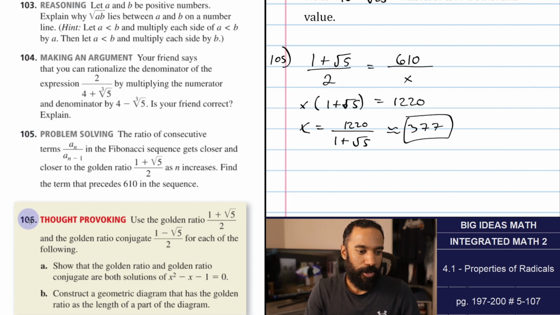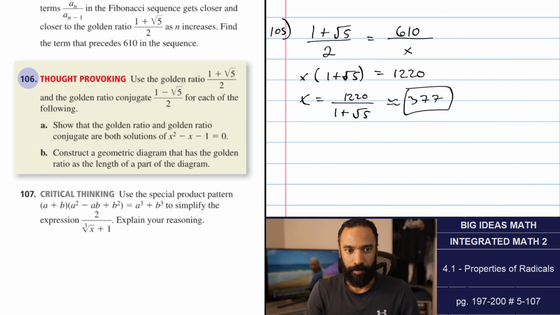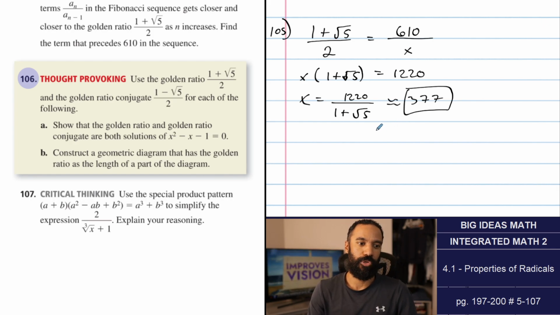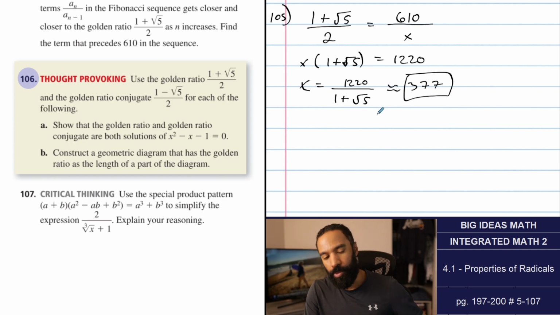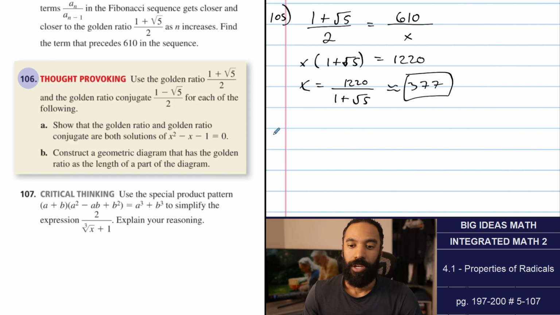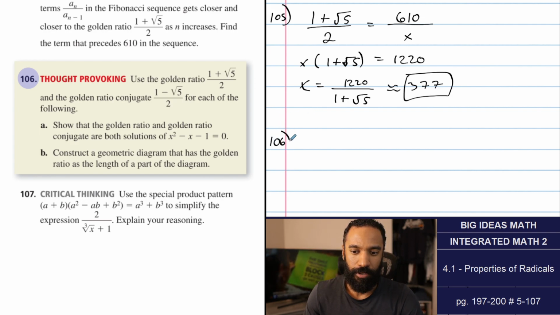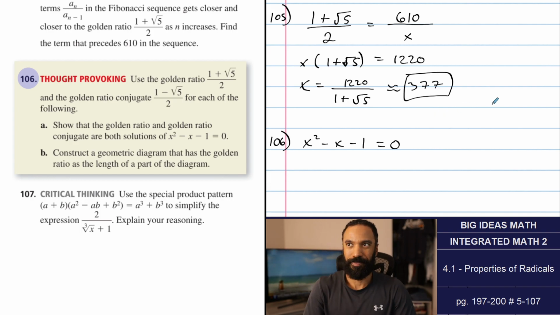All right, number 106, all right, two more. Use the golden ratio, 1 plus root 5 over 2, and the golden ratio conjugate, 1 minus root 5 over 2, for each of the following. Show the golden ratio and golden ratio conjugate are both solutions of x squared minus x minus 1 equals 0. Now, you guys don't yet know how to solve non-factorable things using other means.